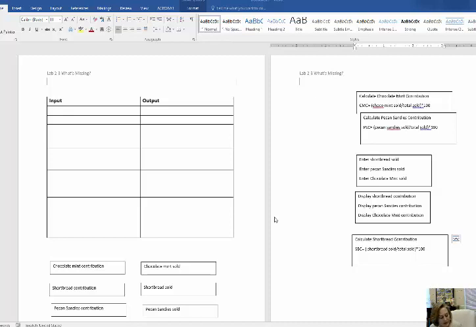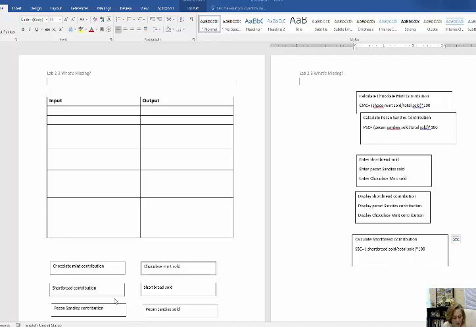All right, so the first thing we are going to do, looking at that description, is determine what's input, what's output, and what might be a processing item if we're there yet. I have on my screen on the left a column for input and output items, and at the bottom I have the 6 items that are listed according to the textbook: chocolate mint contribution, chocolate mint sold, shortbread contribution, shortbread sold, pecan sandies contribution, and pecan sandies sold.